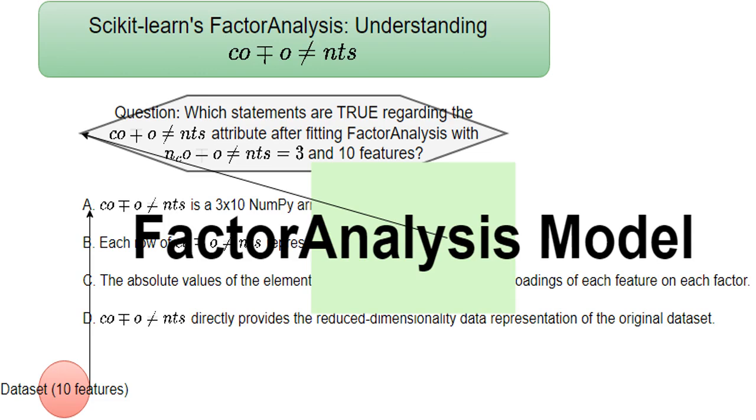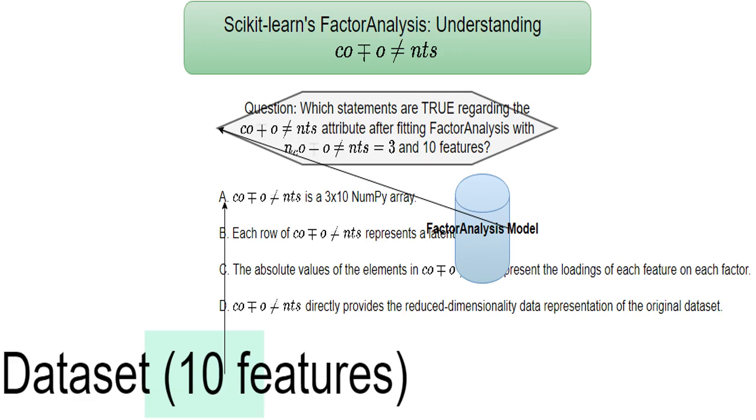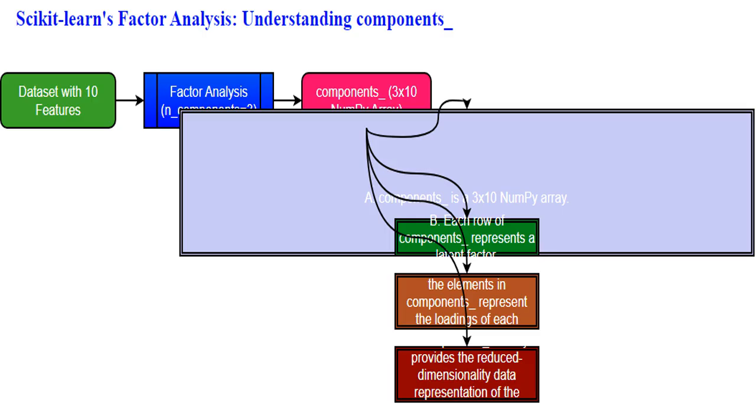This simply labels the type of model we are using, factor analysis. It's a statistical method for dimensionality reduction. This tells us the input data has 10 features, variables, which factor analysis aims to simplify. I see this statement as correct.